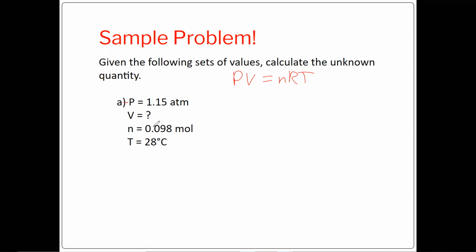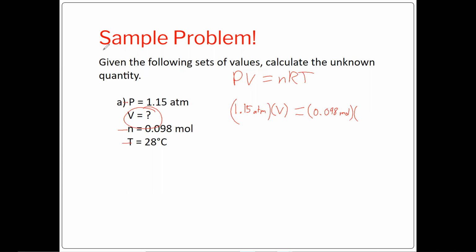Given the following sets of values, calculate the unknown quantity. So we are given P, we are given n, we are given T. We want to know V. So here's how we do it. We plug and chug. We start plugging things in where they go. Our pressure is 1.15. We do not know V. We do, however, have the number of moles. R we are not given. However, given a list of R's, we just have to pick the one that applies to us.